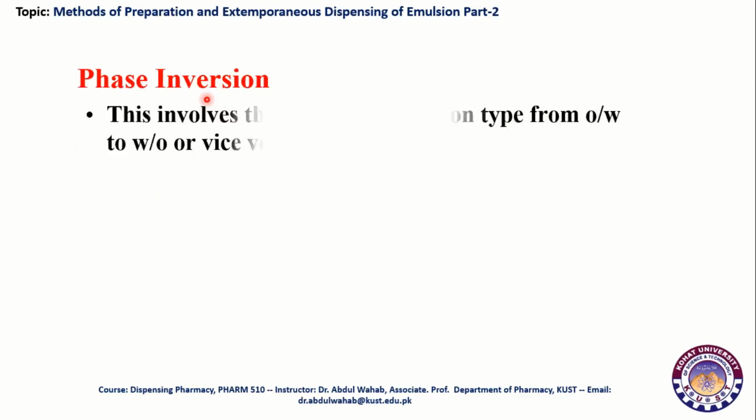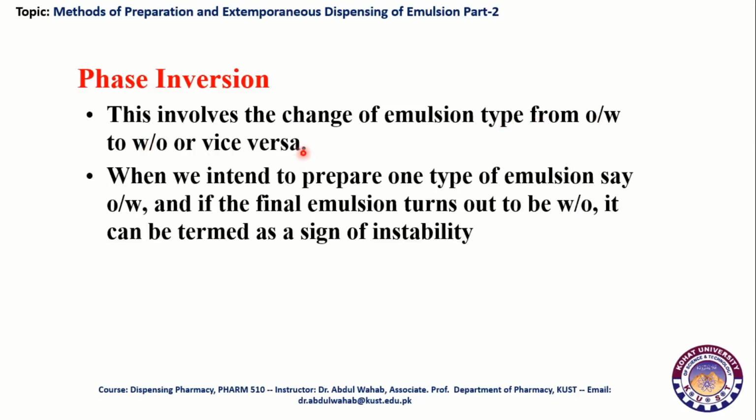Phase inversion. This involves the change of emulsion type from oil in water to water in oil or vice versa. When we intend to prepare one type of emulsion, say oil in water, and if the final emulsion turns out to be water in oil, it can be termed as a sign of instability.